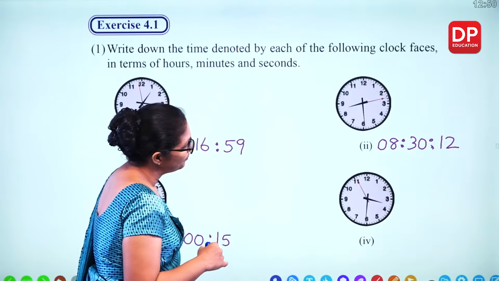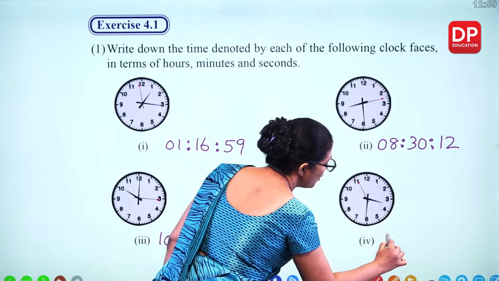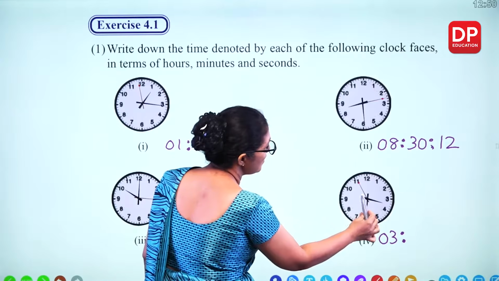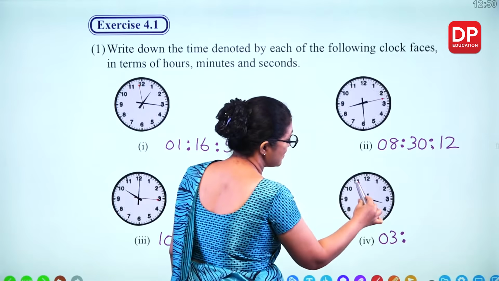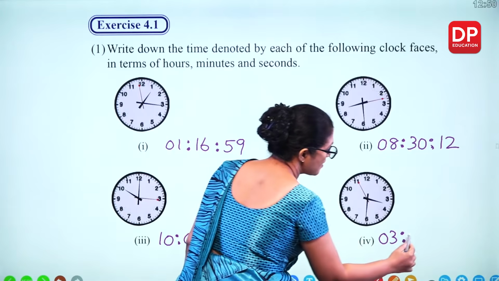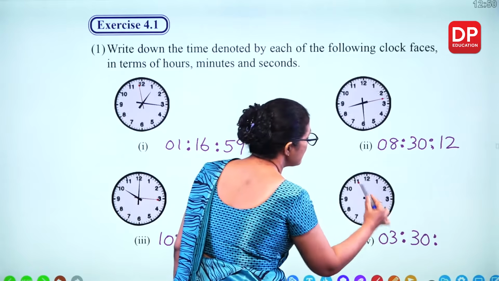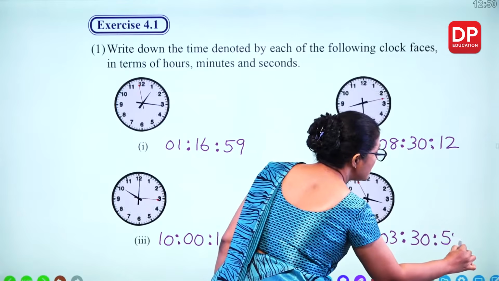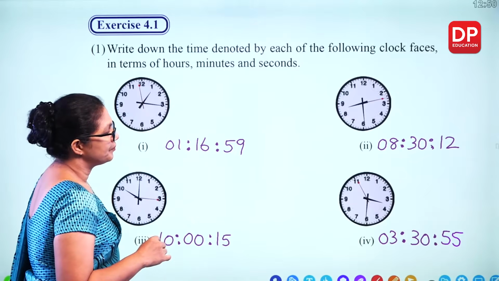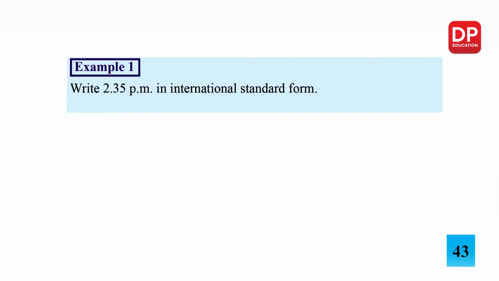This one, our hand is here in between 3 and 4, so this is 3. And this is like 11, that's the second hand. This is like 30, so 30 minutes. And 55 seconds, 11 times 5, 55 seconds.